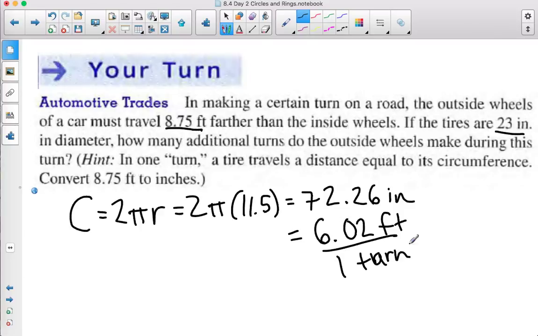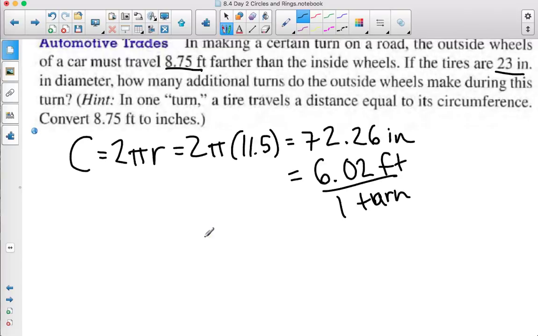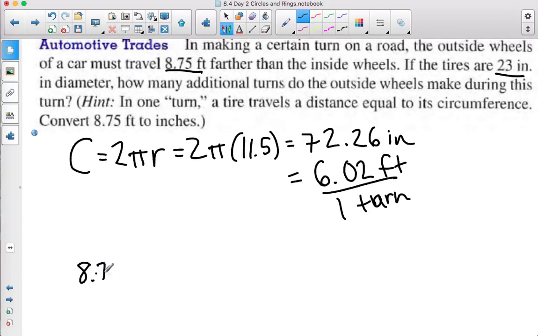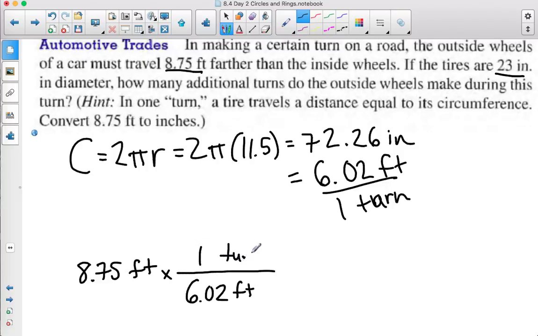Okay, now the question is, how many extra turns do those outside wheels have to make? Well, they're going to travel 8.7 feet further, so that's at least one extra turn that the outside wheels have to make. And how many extra turns is it? Well, I divide. I take 8.75 and divide it by 6.02. So 8.75 feet. I'm trying to get from feet to turns, so I'm going to use my unit conversion. I know there's 6.02 feet in every one turn for the tires. So this is again a chapter 5 review of conversion, cancels feet with feet. My units are now turns.